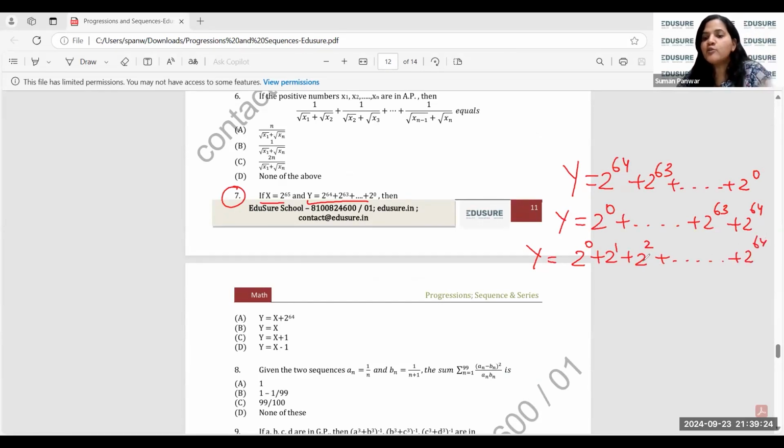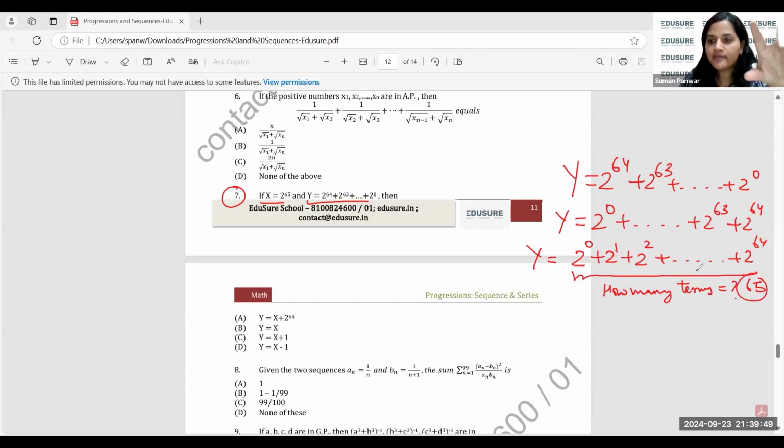2 की पावर 0 से लेकर 64 तक जा रही है. हाउ मेनी टर्म्स? सबसे पहले तो टर्म्स काउंट करनी. 0, 1, 2 से 64 तक काउंटिंग हो रही है. 65 टर्म्स. पहली गलती यहां पर ये होगी that students will count the number of terms to be 64. They will count from 1, but there is no counting from 1 here. The counting is from 0. So terms are 65. Now let us see what y represents.